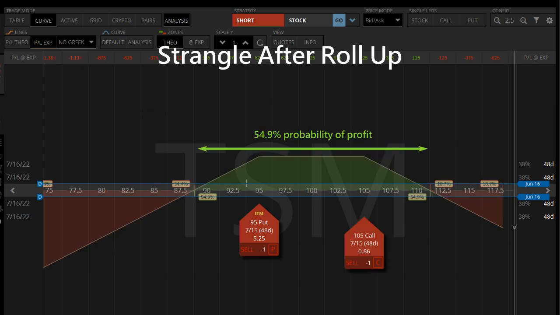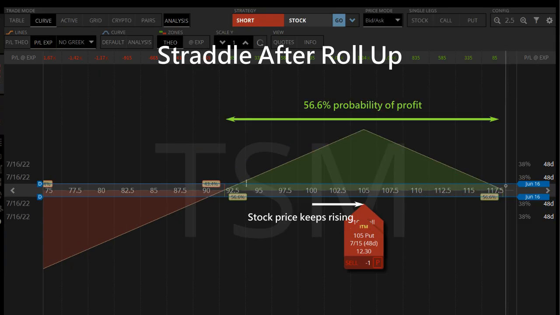After rolling up, we create a strangle with a smaller profitable width, allowing us to continue to benefit from theta decay. If the stock price continues to rise, we create a straddle after rolling up the put a few times. Then the profitable range would be defined by the premium received. We can close the trade for profit if the stock price remains within the range before expiration.